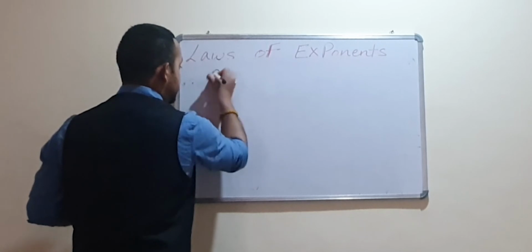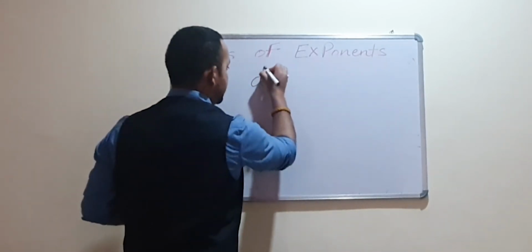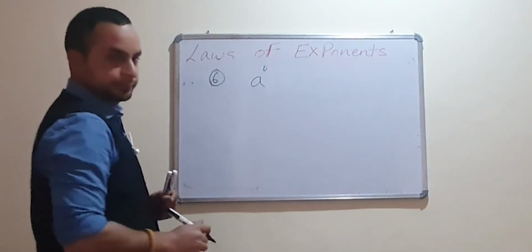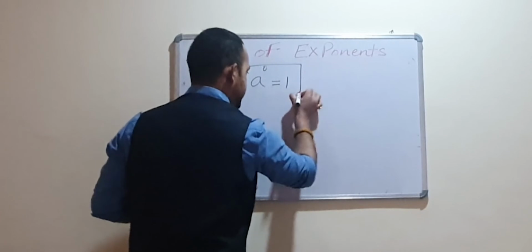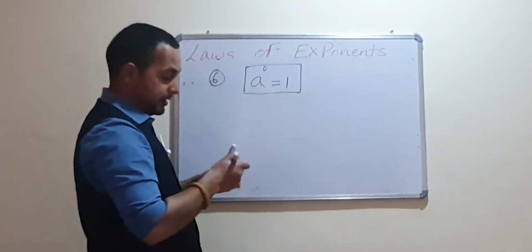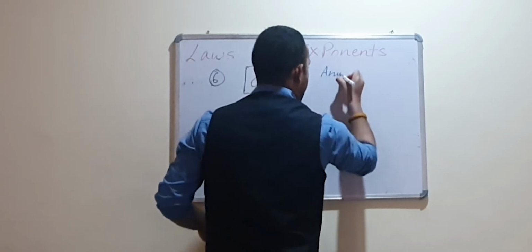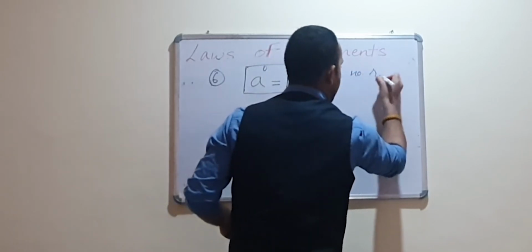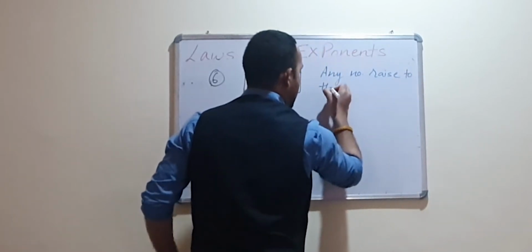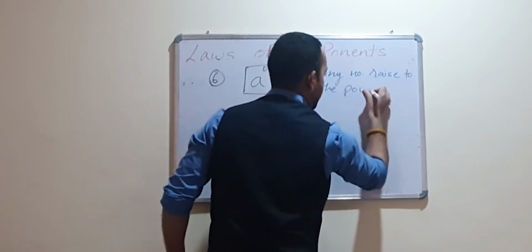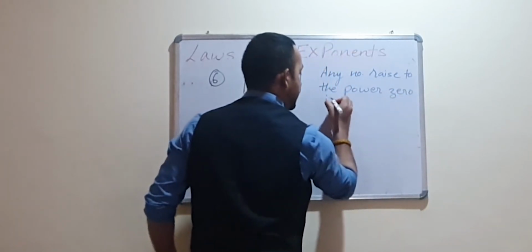Okay, our sixth law is a raised to the power 0 is always 1. Which means any number raised to the power 0 is always 1.